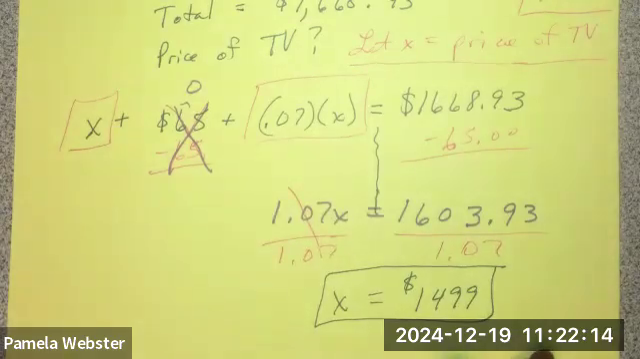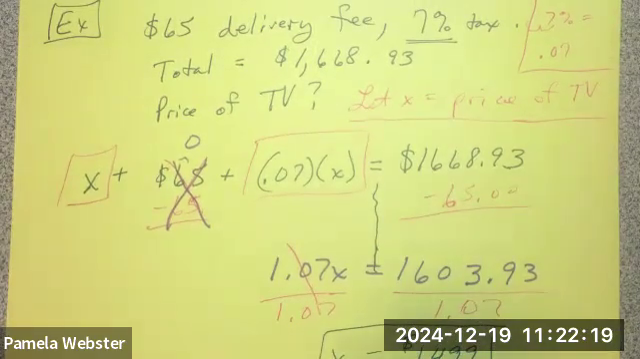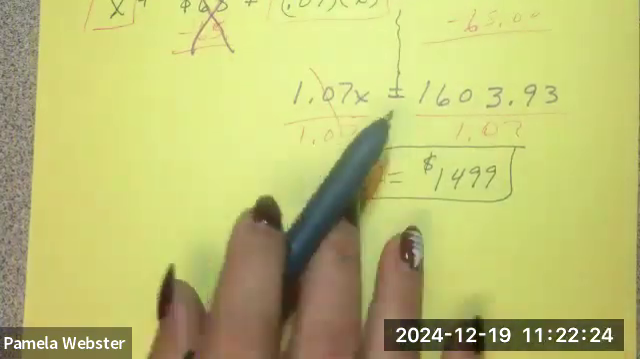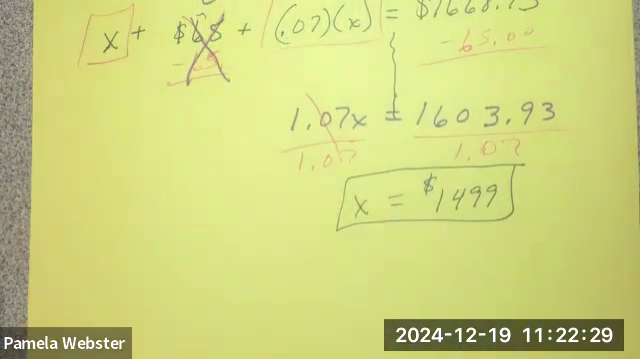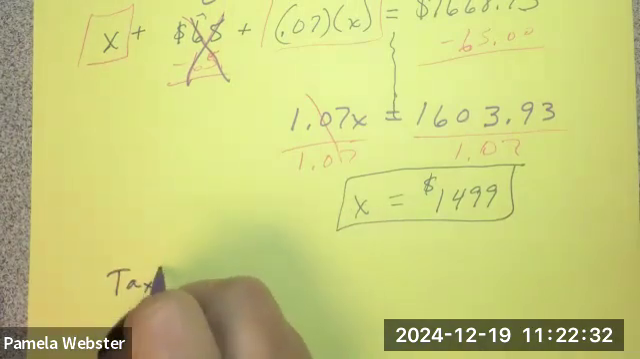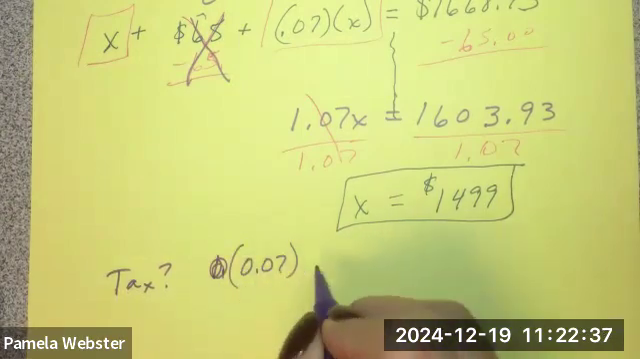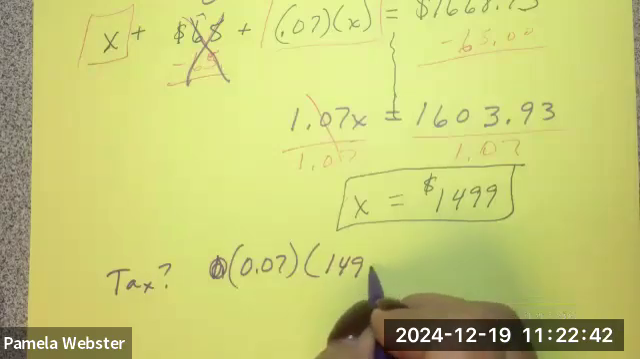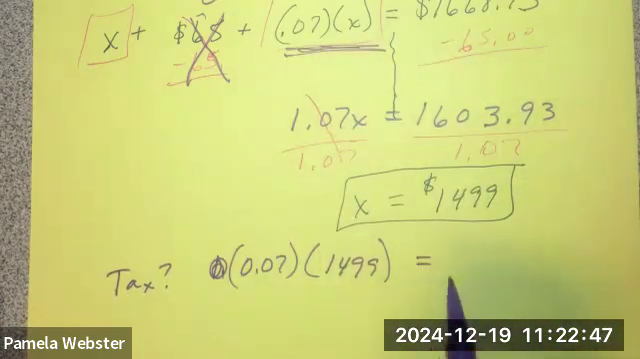Now, they didn't ask me, but if I wanted to, I could also very quickly now figure out how much tax I'm paying, right? Because now I know the price. Let me do this right here. Now I know the price is $14.99, and I know the tax was 0.07 times the price of the thing. So that was $14.99. Okay, so I can use this little bit right here to figure out the tax. I already put away my calculator.